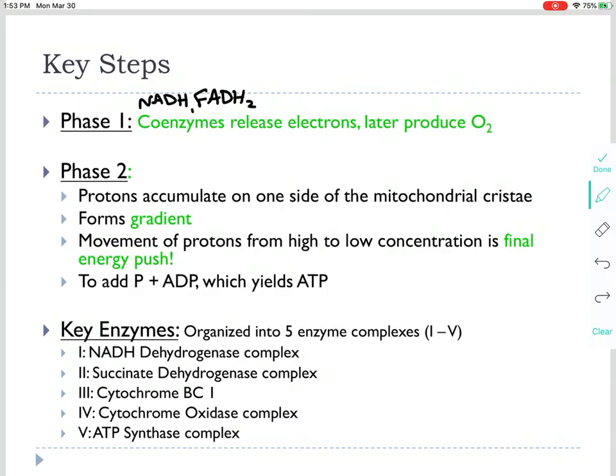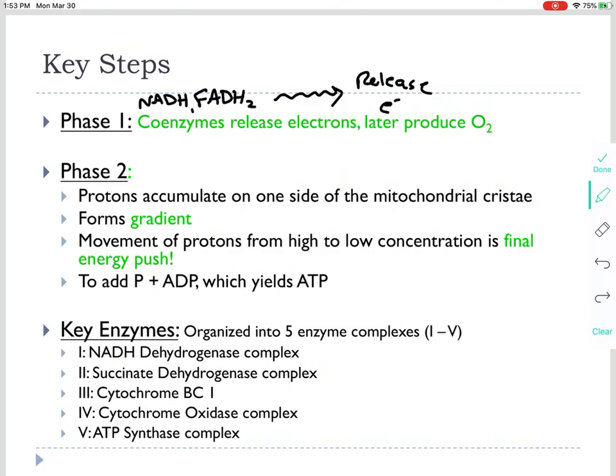Everything is successive. It's just like a row of dominoes. All the steps have to happen beforehand to get us here. So if the Krebs cycle happens as it should, the end products of the Krebs cycle are these coenzymes, NADH and FADH. The first phase of the electron transport chain is that these coenzymes release electrons.